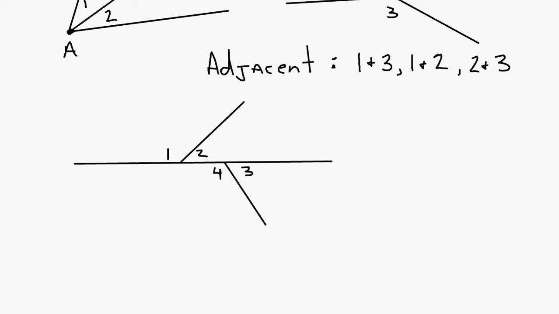Give me a pair of adjacent in this picture. Go. 1 and 2. Good. What else? 4 and 3 or 3 and 4, right? Next to each other.